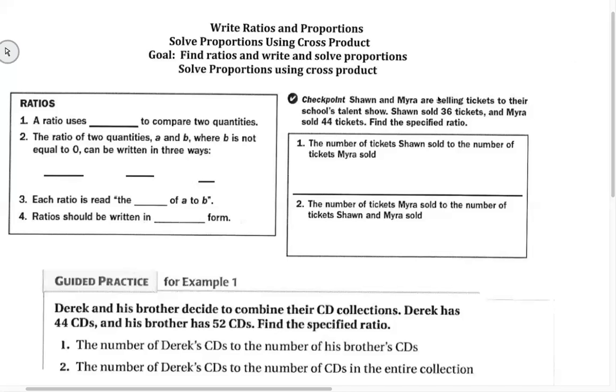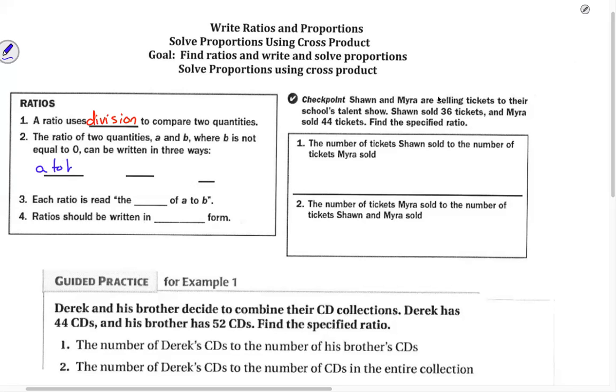So ratios compare 2 things, right? So here we go. A ratio uses division to compare 2 quantities, or a colon. The ratio of 2 quantities, A and B, where B is not equal to 0, can be written in 3 different ways.